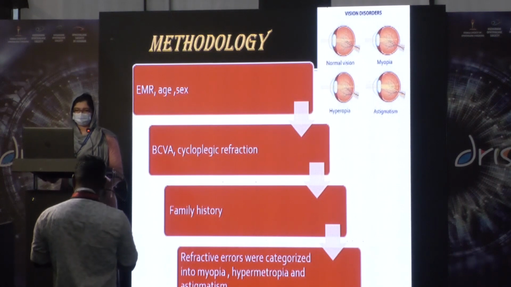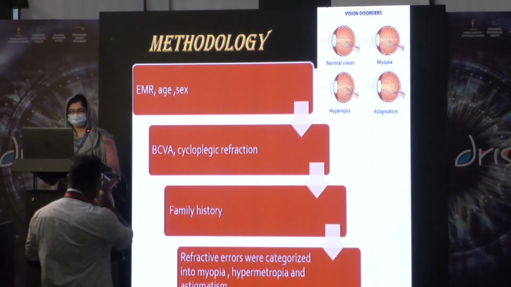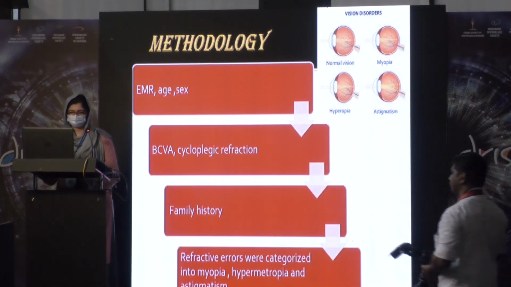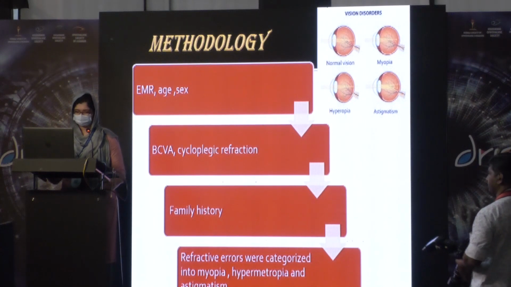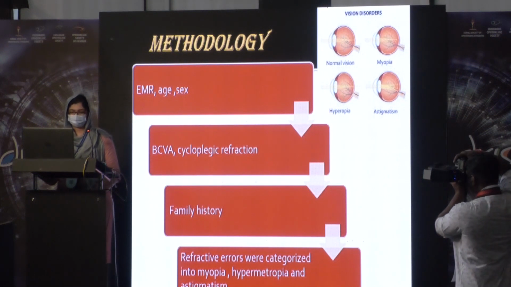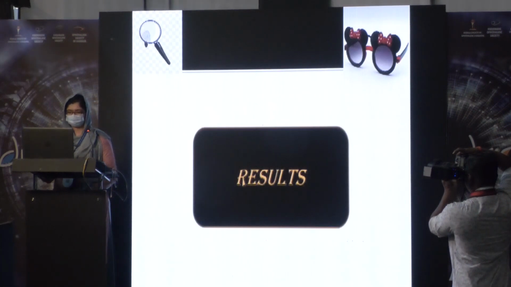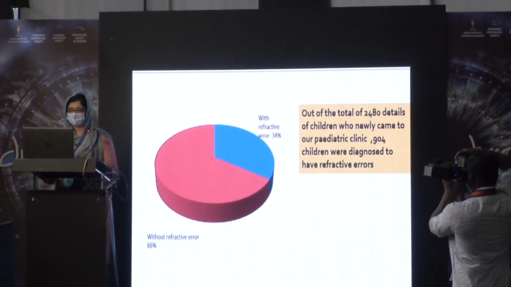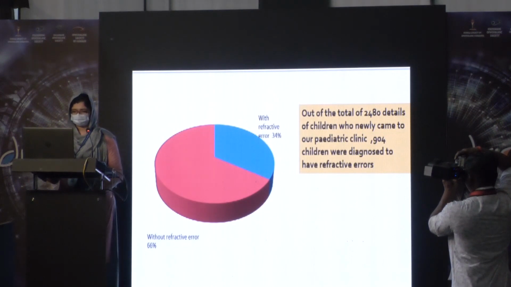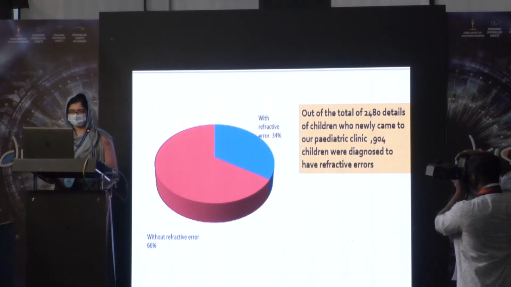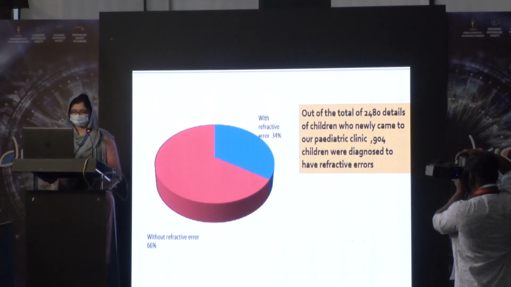The details of the children were taken from the EMR, such as age, sex, best corrected visual acuity, cycloplegic refraction, and family history, and the refractive errors were categorized into myopia, hypermetropia, and astigmatism. Coming to the results, out of the total 2,480 children who newly came to the clinic, 904 children were diagnosed to have refractive errors, which was 34% of the total.